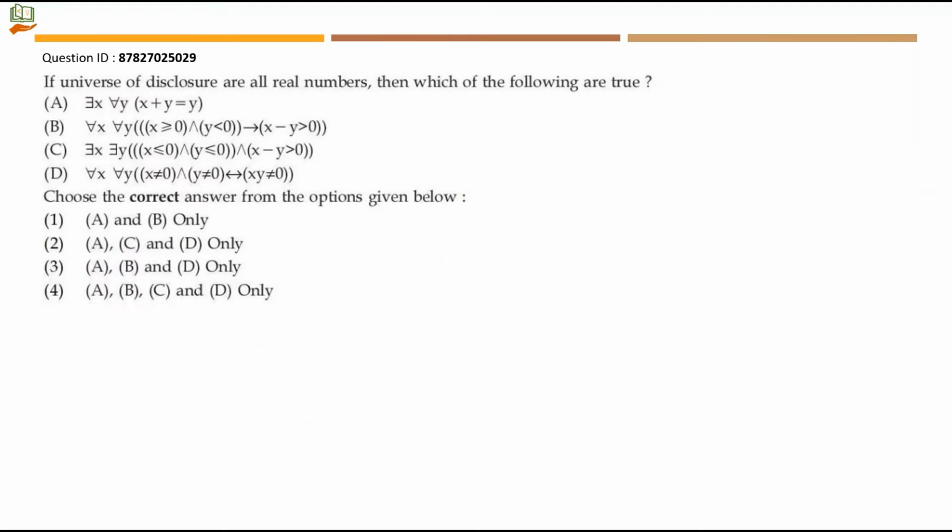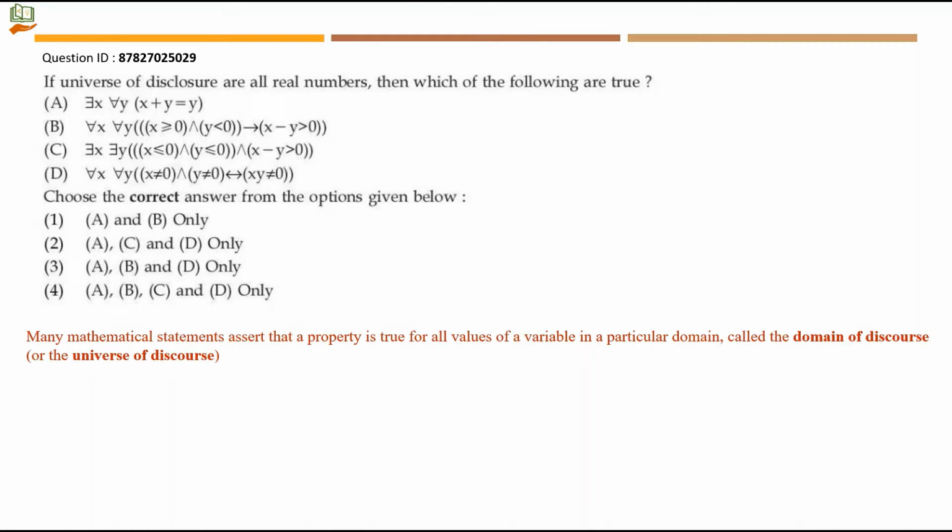Next question: if the universe of disclosure, actually it is universe of discourse, is all real numbers, then which of the following are true? Not only in this question, even in the upcoming questions you can find the word disclosure. Many mathematical statements assert, which means they declare, that a property is true for all values of a variable in a particular domain, called the domain of discourse or the universe of discourse.